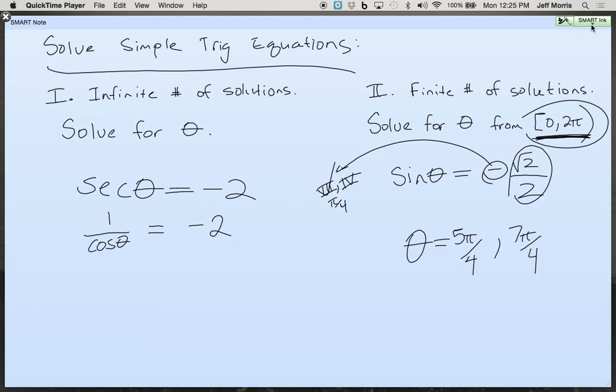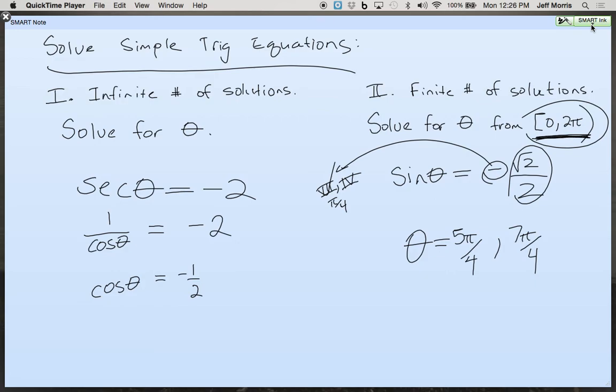How can I get cosine to the top? How can I just move cosine to the top? You can do that, but a better way. What is the inverse of a fraction? What is it called? Reciprocal. But if I do the reciprocal of this side, what I do to one side, I have to do to the other. Now, what Natalie is saying is she could multiply the other side by cosine, then divide by the negative 2. You'll get there, same way.